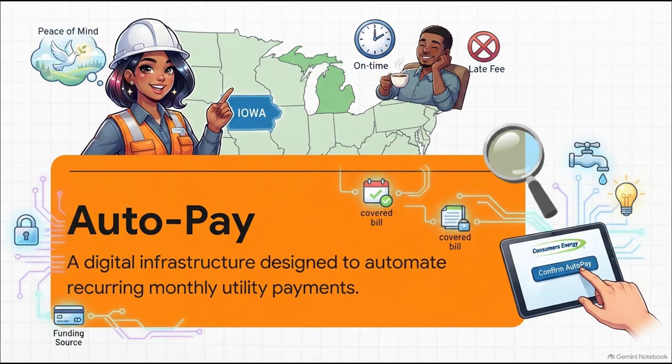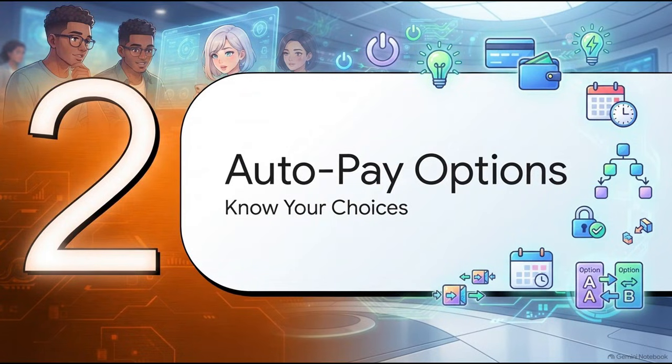Before we really get into the weeds here, when we say autopay, we're talking about a digital infrastructure designed to automate your recurring monthly utility payments. Basically, it just links your utility account directly to an approved funding source, making sure your bill is covered exactly when it's due without you having to lift a finger. Pretty great, right? Moving right along to Section 2, accessing autopay options and knowing your choices before you set up.